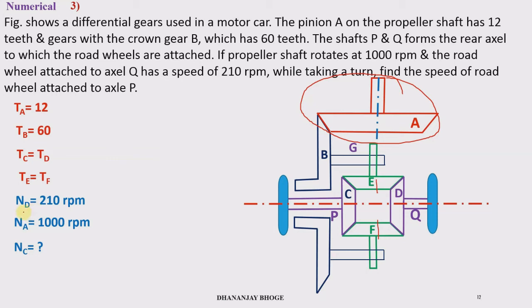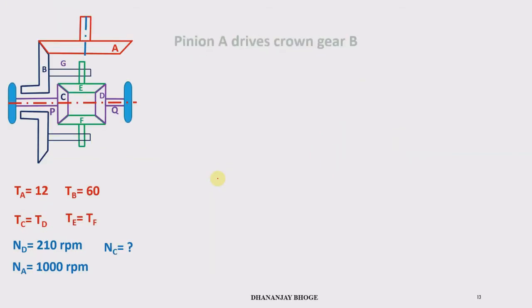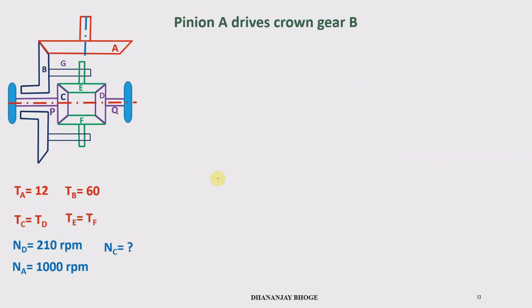Velocity of D is given 210 rpm. We want to find out velocity or speed of gear C. Now pinion A drives crown gear B, right? So we'll write down the velocity ratio equation for this. Speed of driving gear upon speed of driven gear is equal to number of teeth on driven gear divided by number of teeth on driving gear. Okay. We want to find out speed of crown gear B. So it will be NB is equal to NA into TA upon TB.